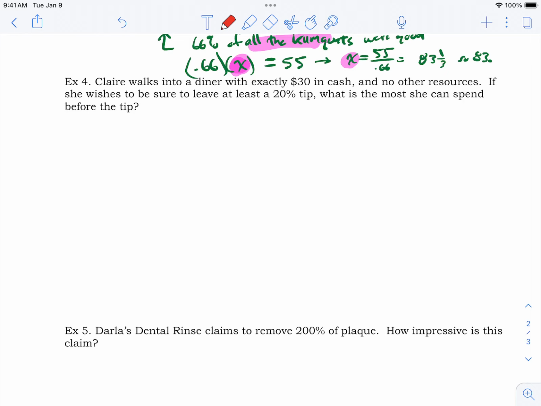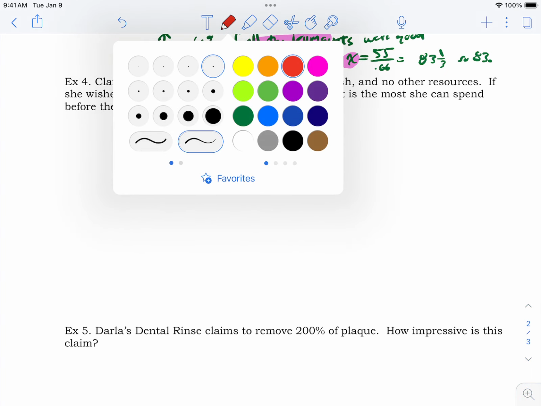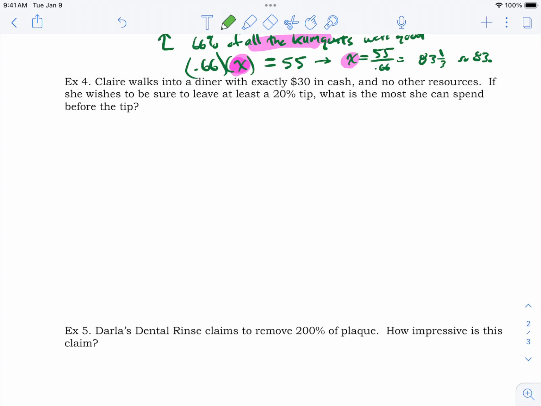Here's another one. I like this one a lot. So Claire walks into a diner. She's got $30 in cash. She's got nothing else. No credit card, nothing. Just $30 in cash. Now, she wants to be sure to leave at least a 20% tip. And the question is, well, how much can she spend before the tip?